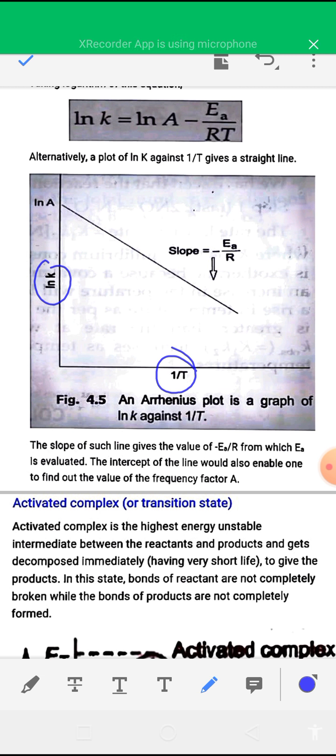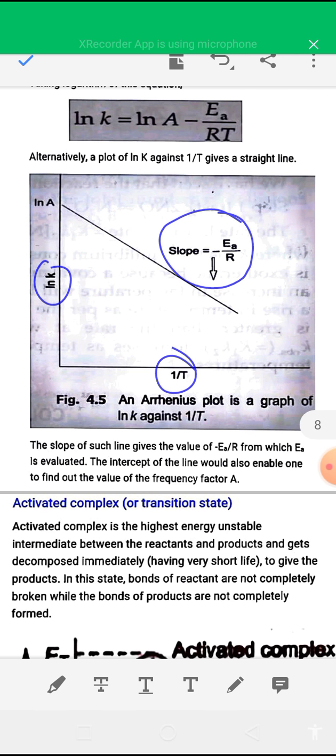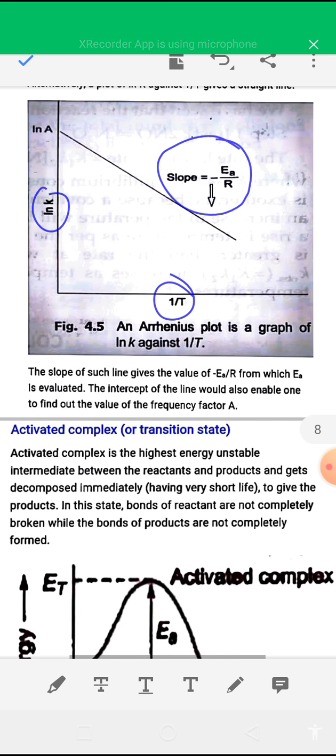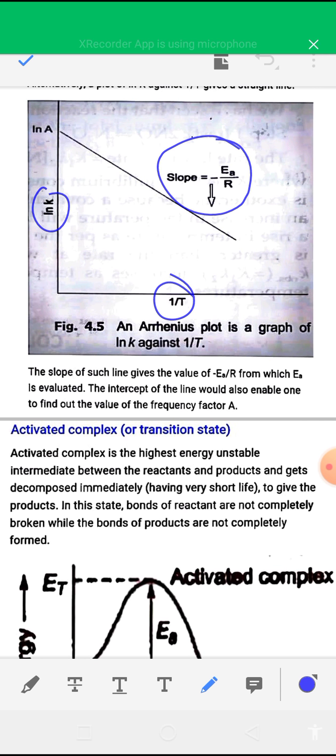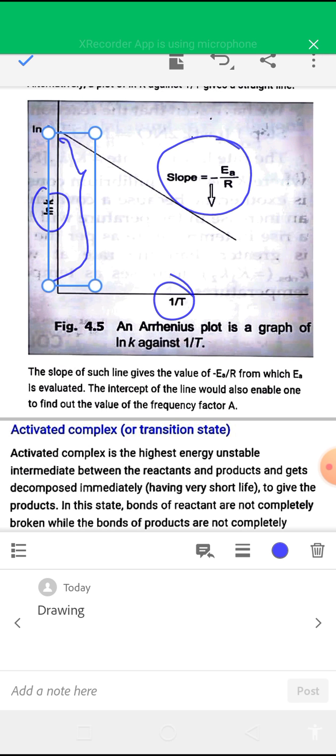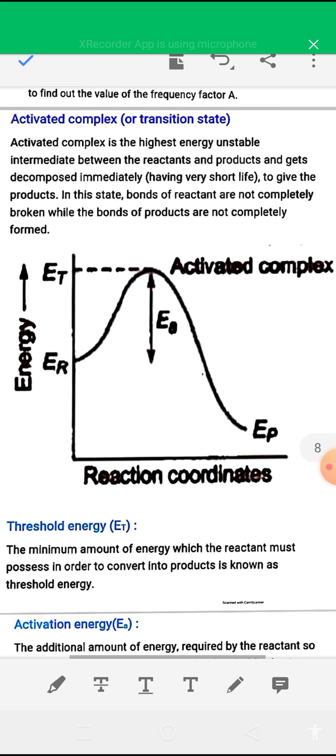From this slope you can calculate the value of activation energy for a particular reaction. So the slope gives the value of activation energy, and from the intercept you can calculate the value of the frequency factor. Now see, activated complex. What is activated complex or transition state?